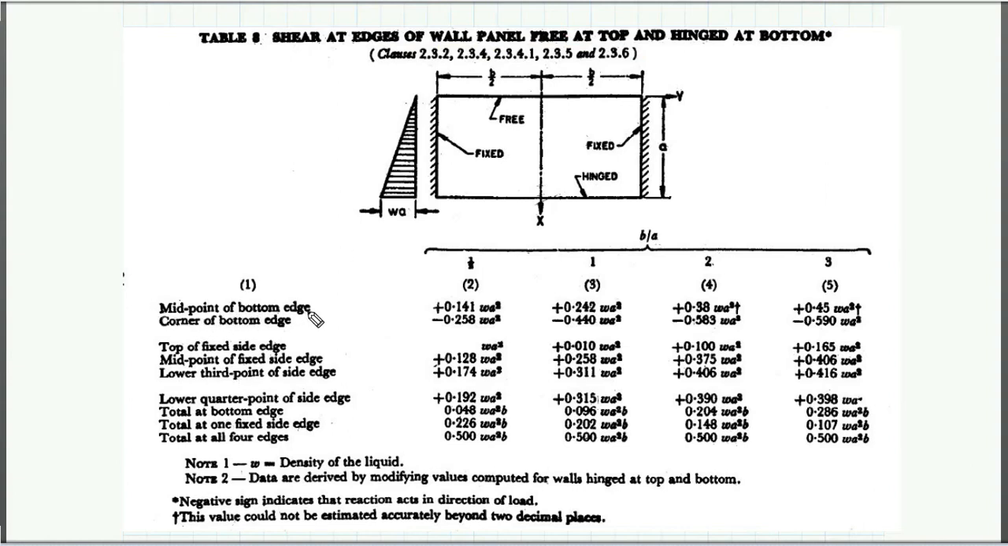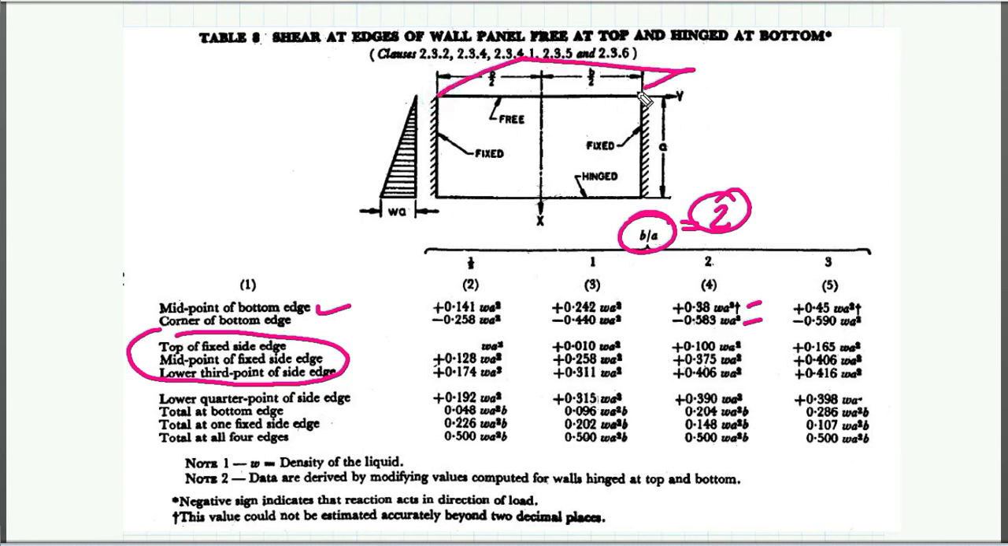Here, the midpoint of the bottom edge, these are the values for different b by a values. So our b by a value is 2. So you can find out different shear forces at different locations. The important thing for us is this one, top of the fixed side, this is 0.1 W a square. Midpoint of the fixed side edge, you look at this figure, this is actually the elevation. As these are fixed, this is hinge, this is free, these are mentioned over here.